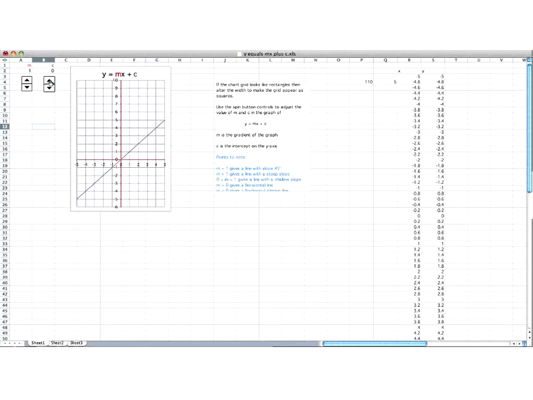What happens if I change the constant, the c? If I change it to plus 1, what happens is the line moves up the y-axis. It cuts the y-axis at a different point. And if I make c negative, it goes down below the origin. So that's a demonstration of using Excel, and as I said, I could allow students to press the buttons to see what happens for themselves. Right, let's get back to the drawing board.